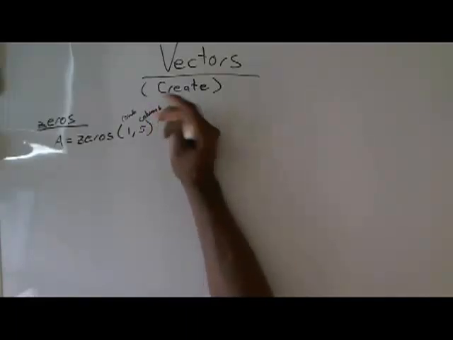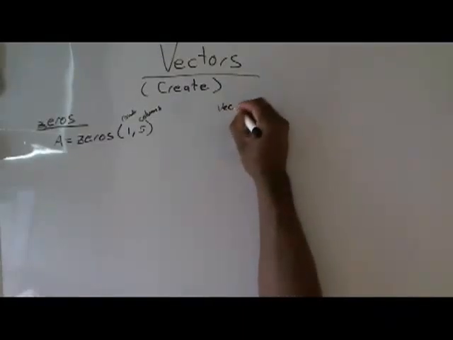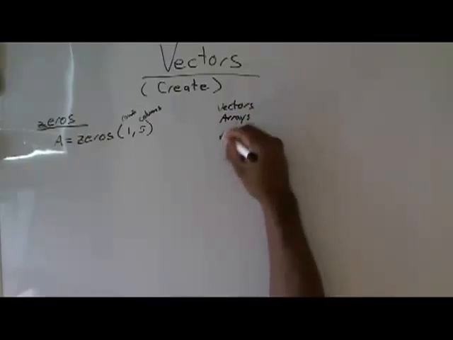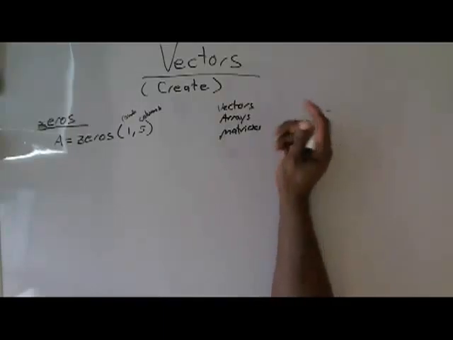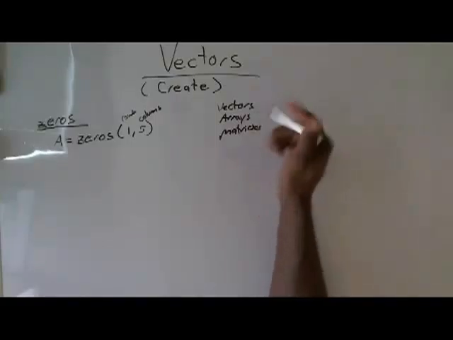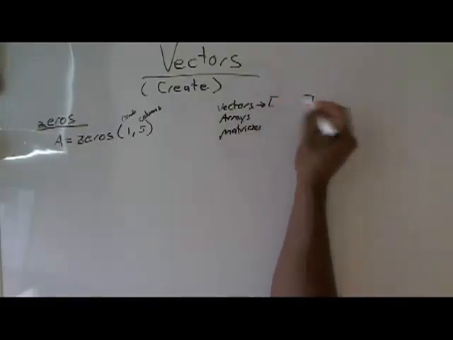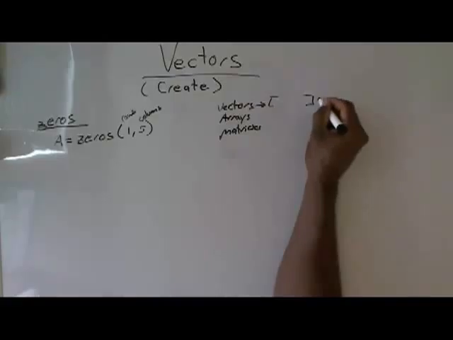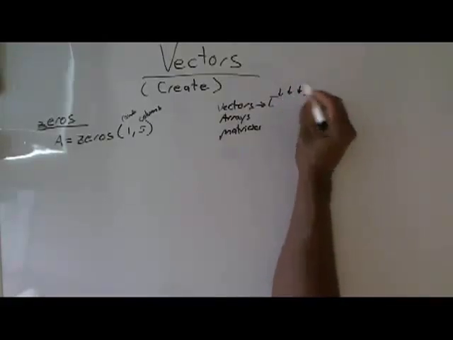Now, remember earlier when I talked about this concept of vectors, arrays, and matrices? So vectors can be multidimensional. The way we think about it in terms of MATLAB is vectors usually only have one row. So it's one row and then multiple columns in a vector.